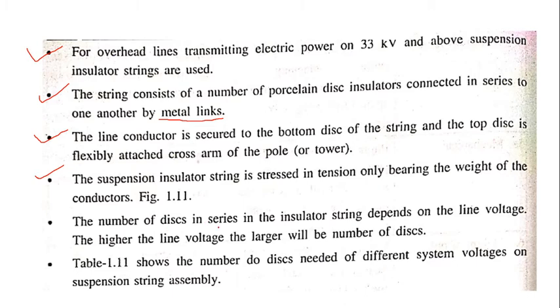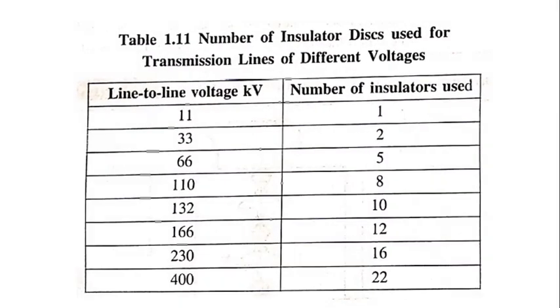The number of discs in series in the insulator string depends on the line voltage, because if we increase the line voltage, at that time we need to increase the number of discs. The higher the line voltage, the larger the number of discs. The table shows the number of discs required for different voltages in suspension types. So for 11 kV we require one disc, for 33 kV two discs, for 66 kV five discs, and so on. For 400 kV we require 22 discs. So this is the table for the number of insulator discs used in transmission lines for different voltage levels. You need to note this down for future use.